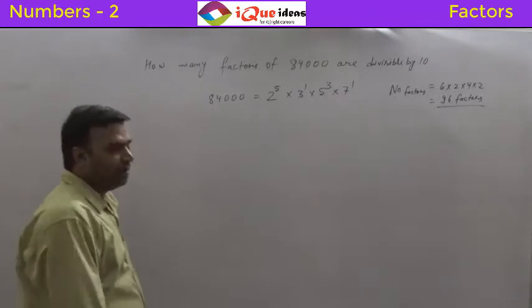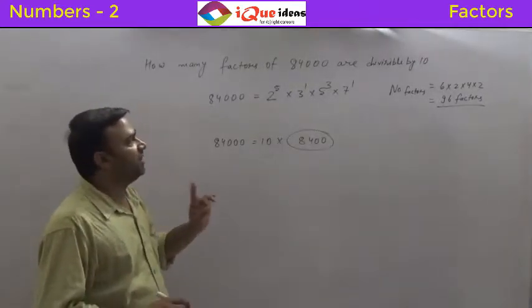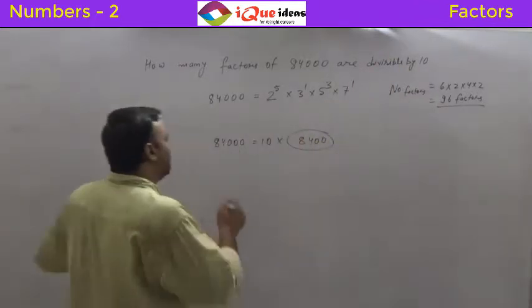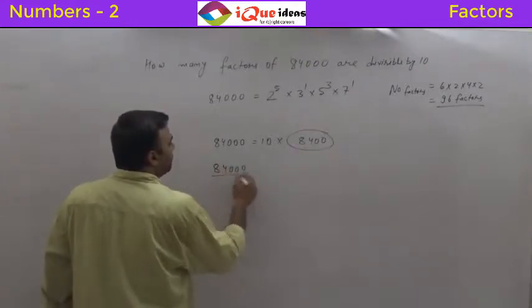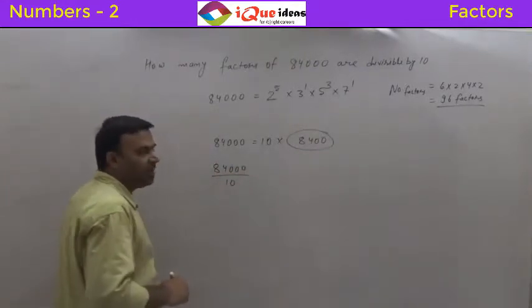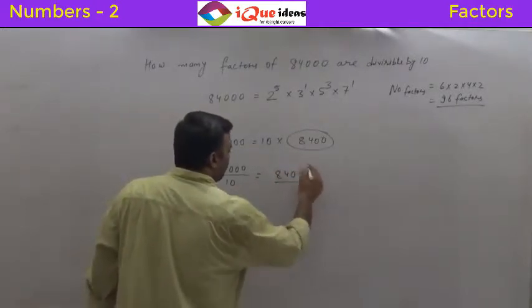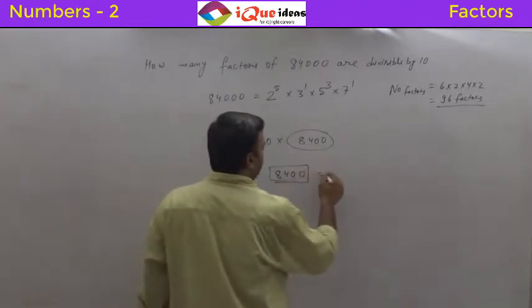How to do it? I'll explain it to you very simply. One very simple thing is, what do we need to do? We need to get numbers which are divisible by 10. So what you have to do is divide the given number by the required number. So 10 is the required number, so divide by 10. What do we get? 8400. Just count the number of factors of 8400. That will be the answer.